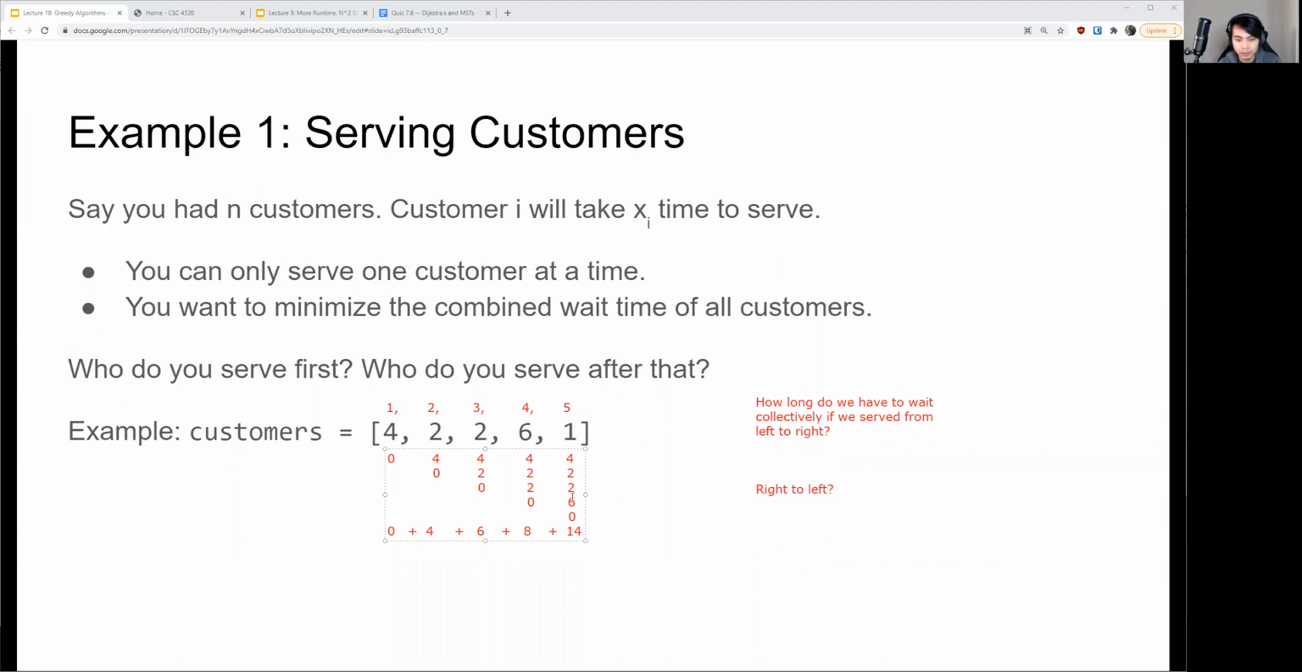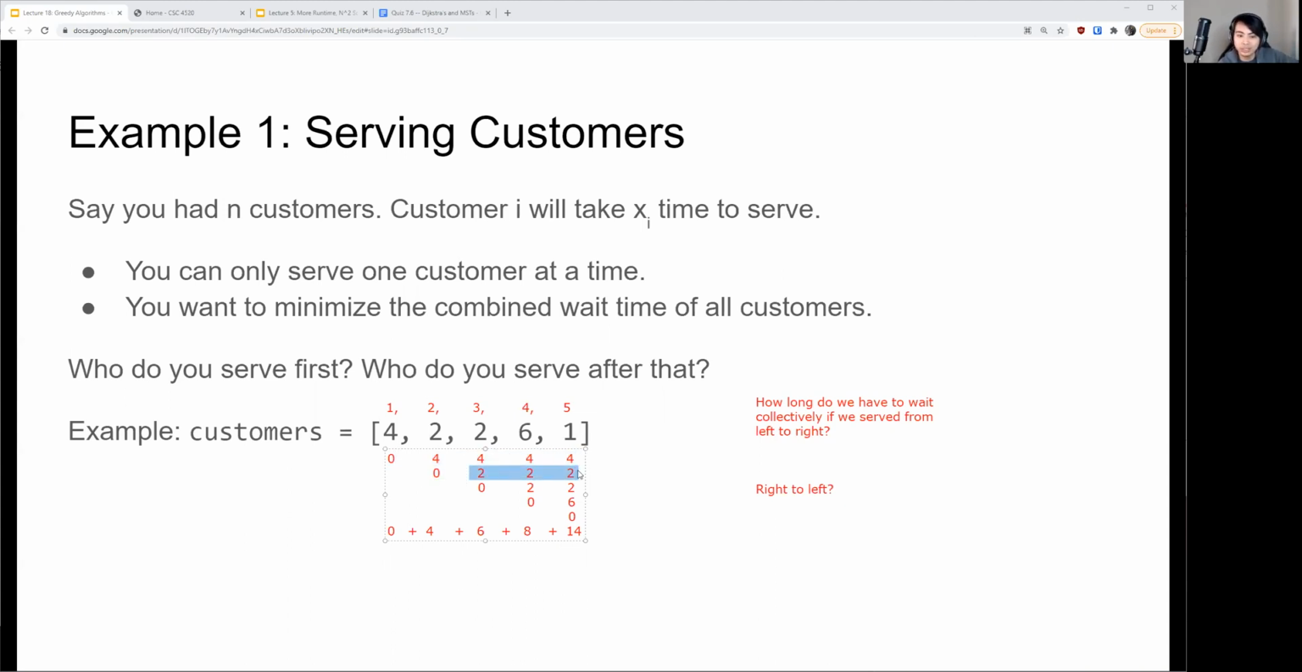So in this case, is that 14? Yeah, it's 14. Why 0 for the first instead of 4? Because this is the very first person that you have to serve. They didn't have to wait for anyone. They were the very first person, so they didn't have any initial wait time. Everyone else was waiting for the first person to be served, which is why they ate a cost of 4.